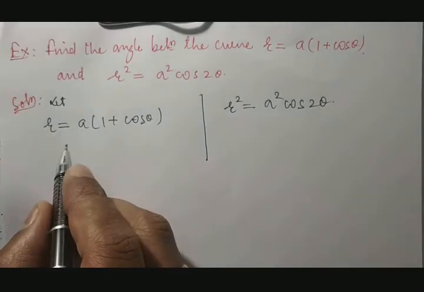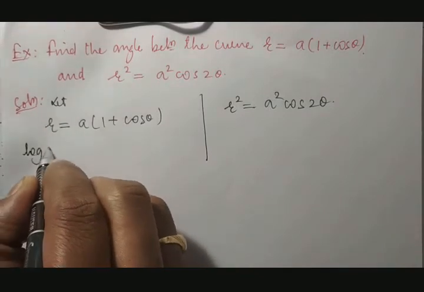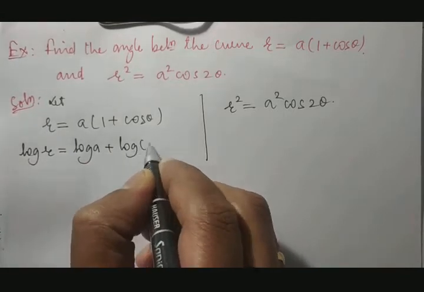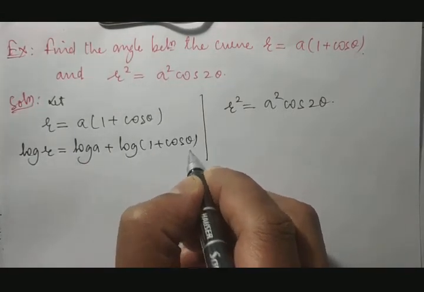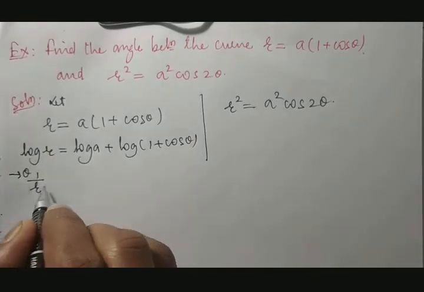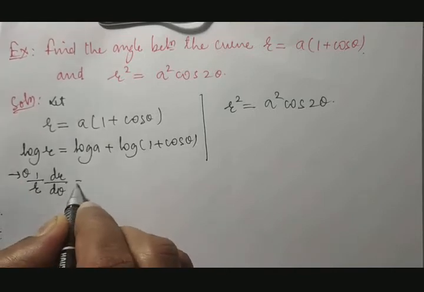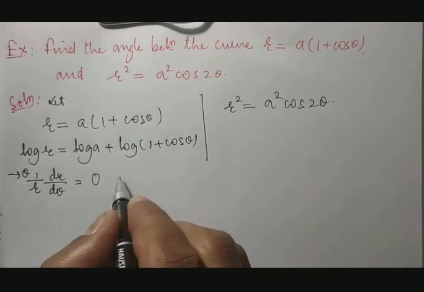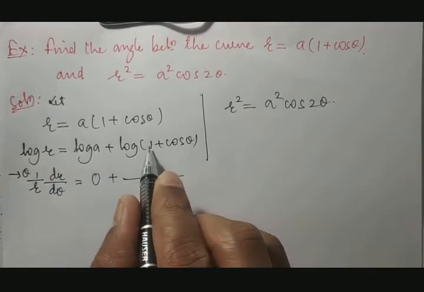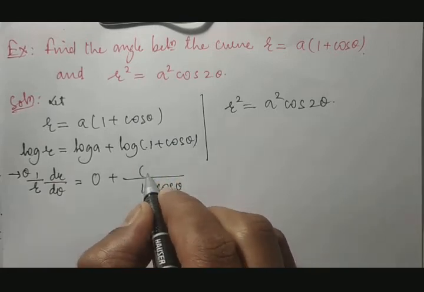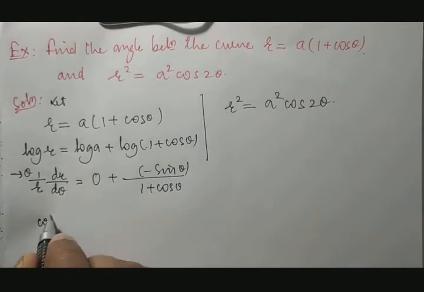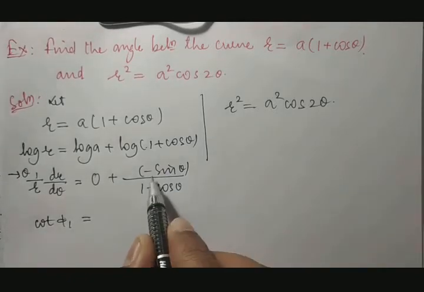Fine. Apply log on both sides. Then it becomes log r equal to log a plus log of 1 plus cos theta. Differentiating with respect to theta provides 1 by r into dr by d theta equal to log a will be 0, then differentiation of this is 1 divided by 1 plus cos theta, and differentiation of the bracket provides minus sin theta. Therefore, cot phi 1 is equal to minus sin theta divided by 1 plus cos theta.